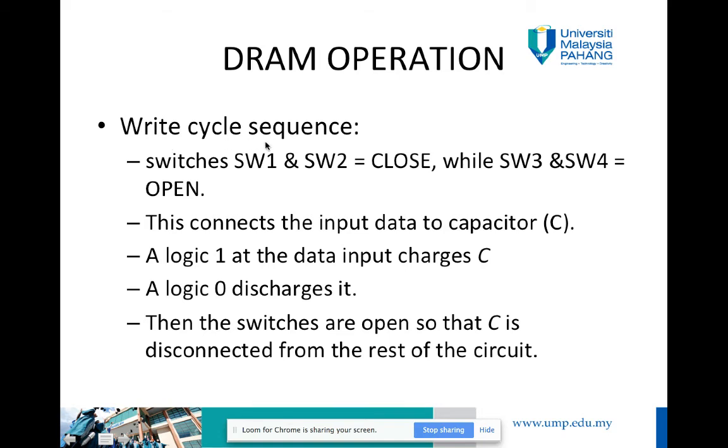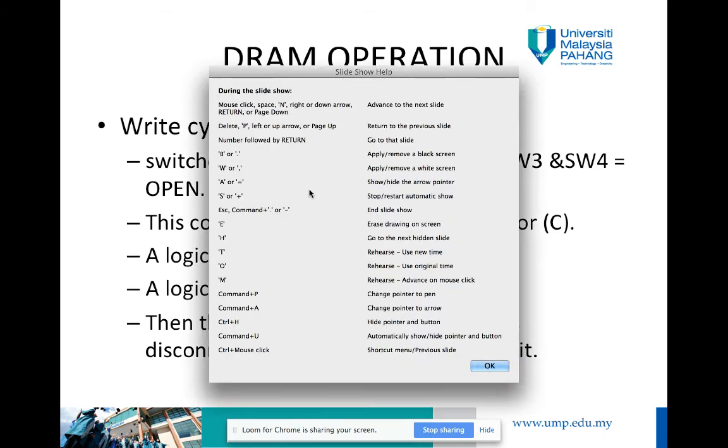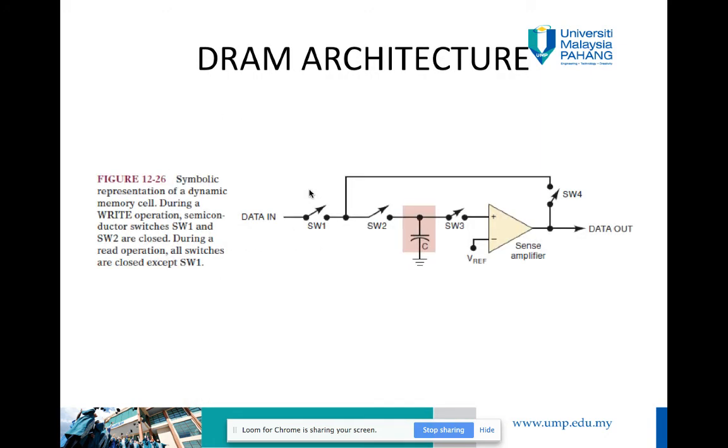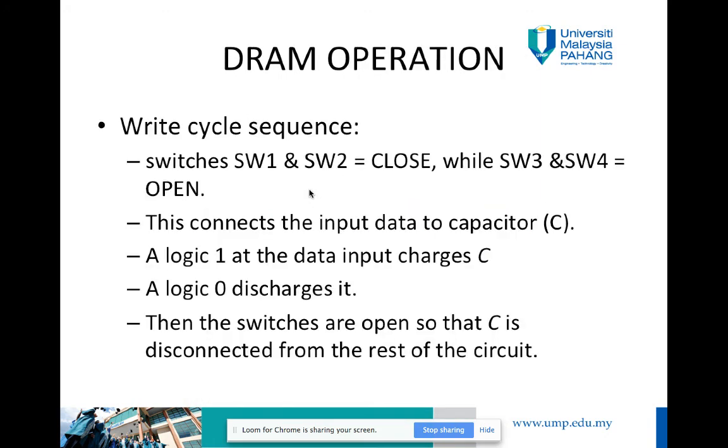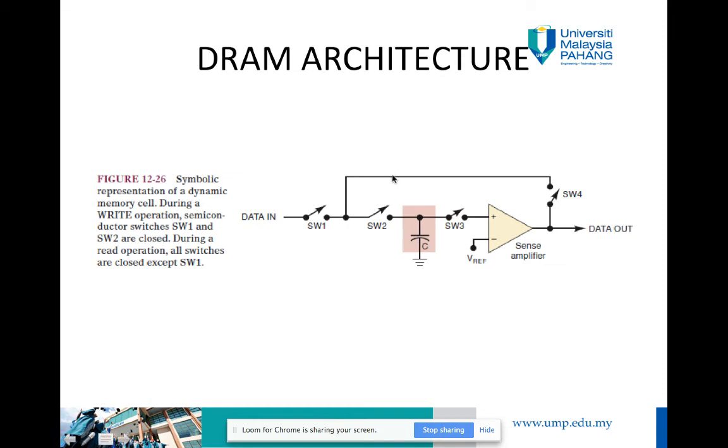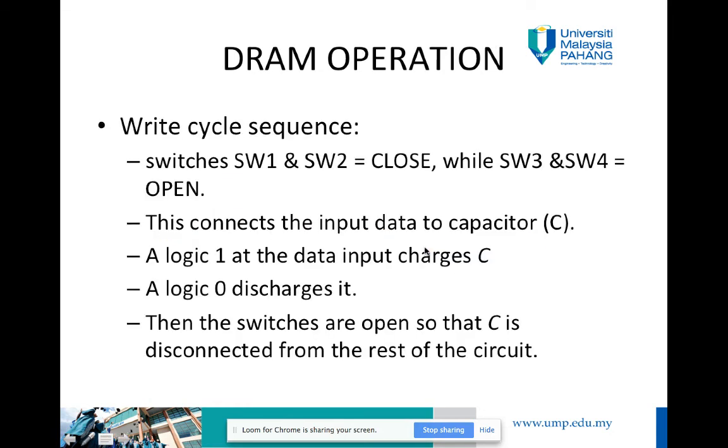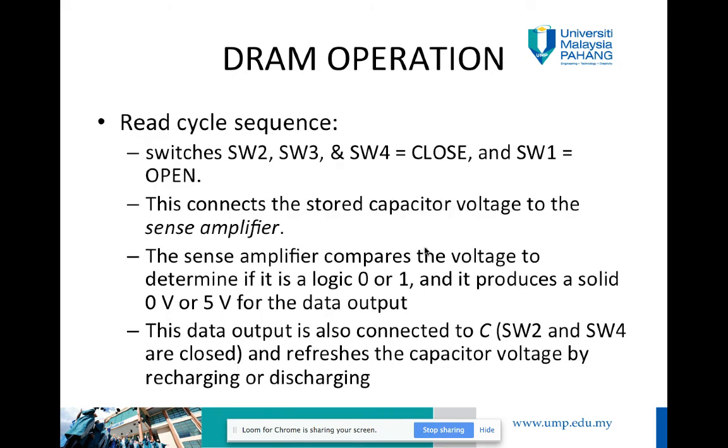If you want to write to the DRAM, this is the write cycle sequence. Switches SW1 and SW2 close, while SW3 and SW4 are open. Connect the input data to the capacitor C. A logic 1 adds charge to C, a logic 0 discharges it. Then the switches are opened so that C is disconnected from the rest of the circuit. So you can write to the DRAM.